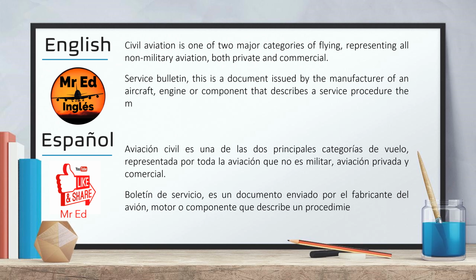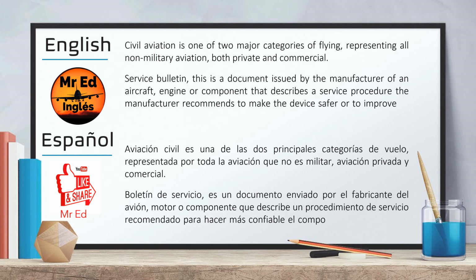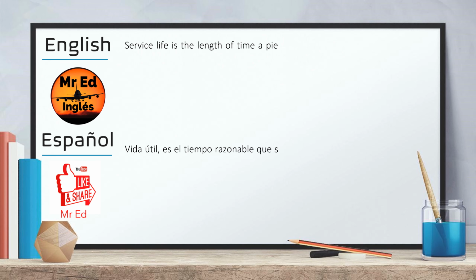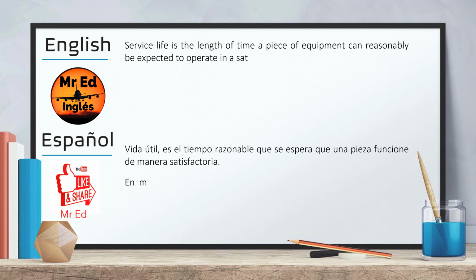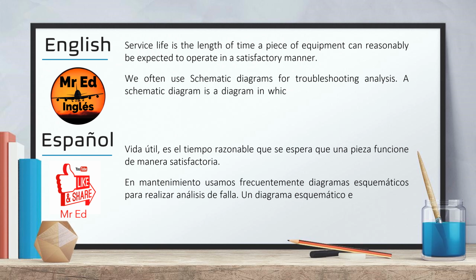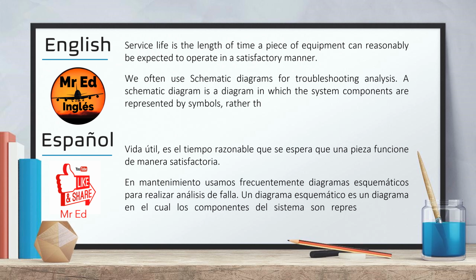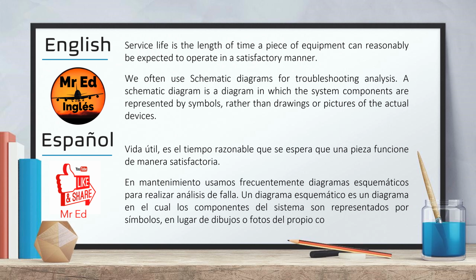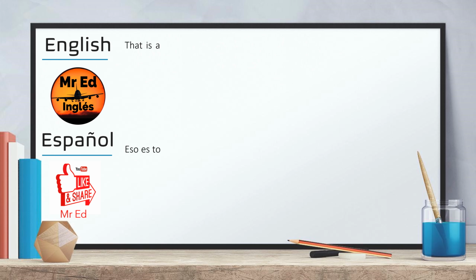Service bulletin. This is a document issued by the manufacturer of an aircraft engine or component that describes a service procedure the manufacturer recommends to make the device safer or to improve its service life. Service life is the length of time a piece of equipment can reasonably be expected to operate in a satisfactory manner. We often use diagrams for troubleshooting analysis. A schematic diagram is a diagram in which the system components are represented by symbols rather than drawings or pictures of the actual devices.